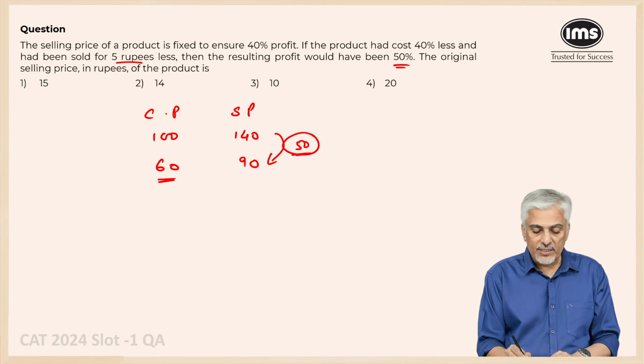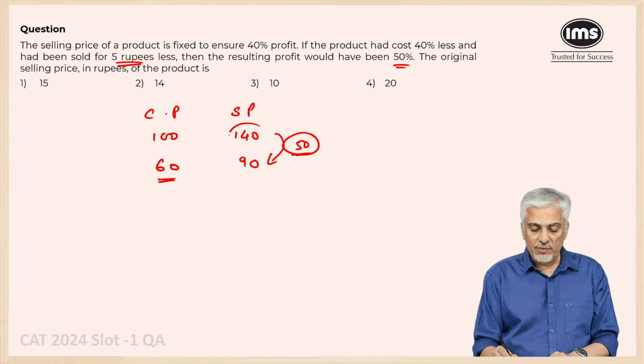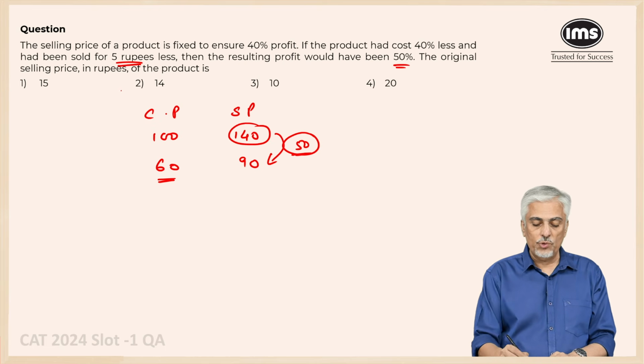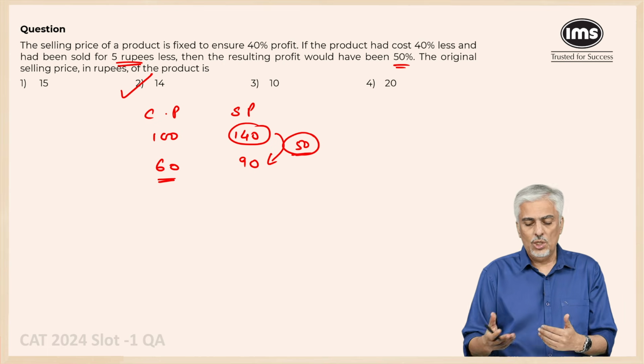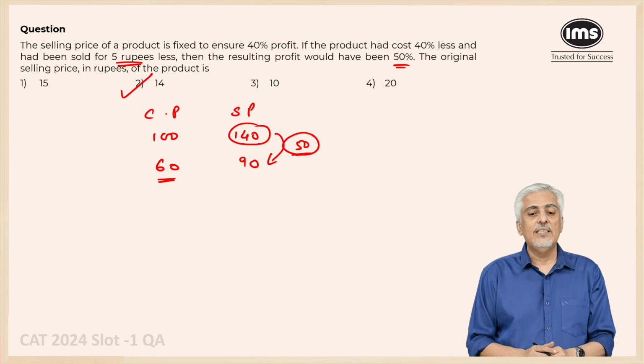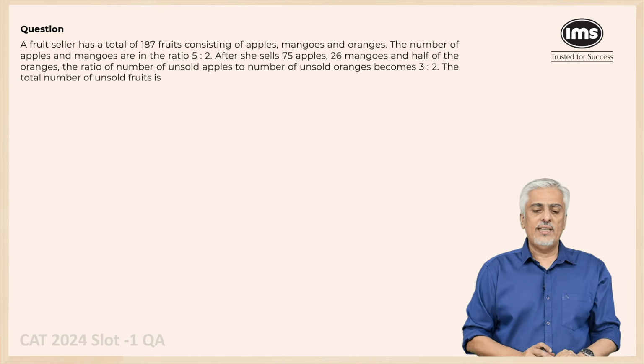But according to them, that difference is 5. So just divide everything by 10. That means if you divide everything by 10, the original selling price becomes 14, which is the second option. So whichever method you prefer, this is a much faster approach. Whatever you prefer, you can do, answer being the second option and the question being a level A question. Let's have a look at the next question.